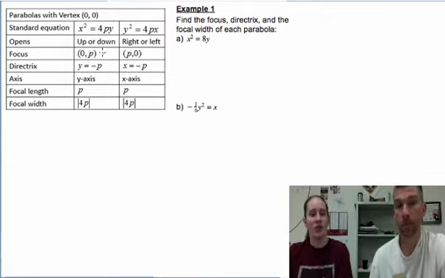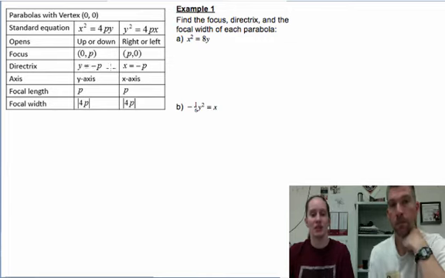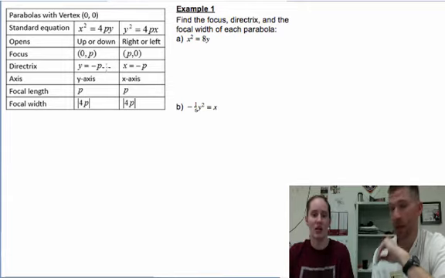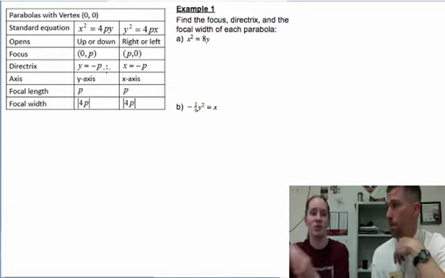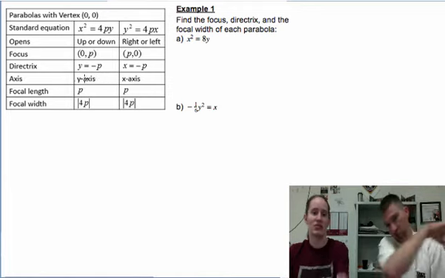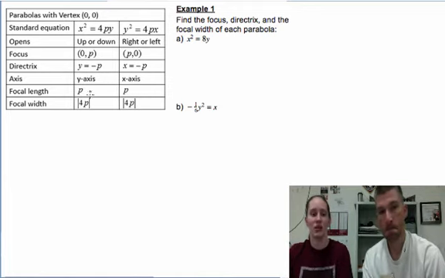So the focus, if we can figure out what this p-value is, that tells us where our focus is located, and depending on which kind of equation it is, which way we move. And then the directrix can also be found using that. And the directrix is a line. So in case you didn't catch that on the first slide, it is a line. It's like y equals or x equals. And then the axis, if we're at 0, 0, is going to be the y-axis for the first one, the x-axis for the second one, and it'll move whenever we don't have our vertex at 0, 0.